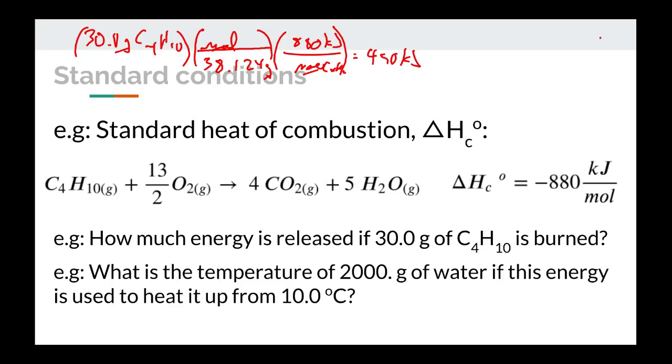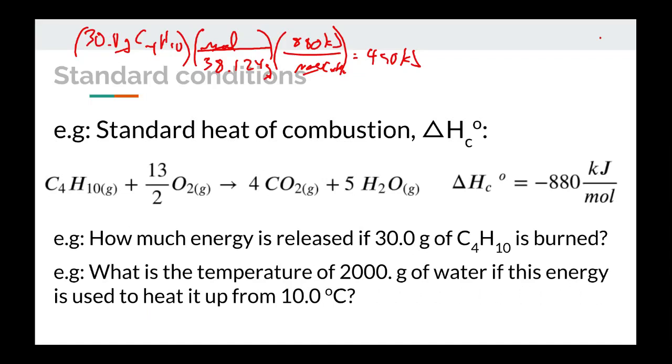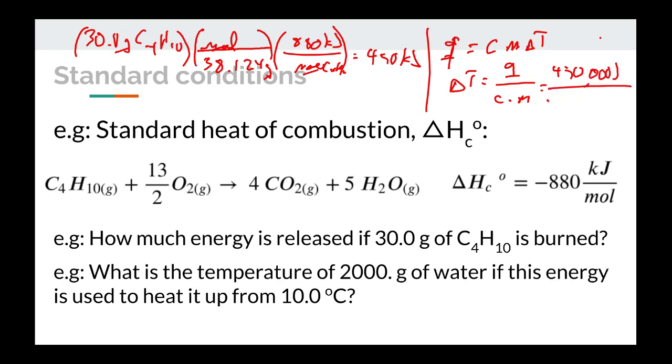Then we could tack on another question here and ask, what's the temperature of 200 grams of water if this energy was used to heat it up from 10 degrees C? So previously we learned that energy change is equal to specific heat times mass times temperature change. So if we wanted to know how much the temperature changed, we could solve this equation and get Q divided by C times mass, which in this case is 450,000 joules over 4.184 joules per gram per degree C times 200 grams.